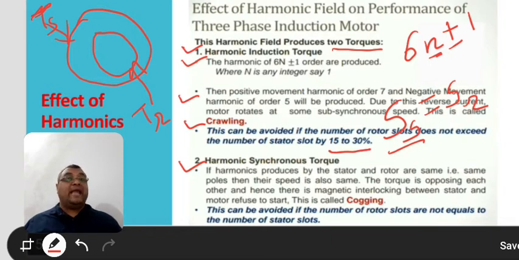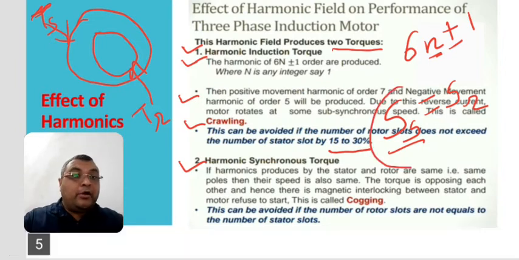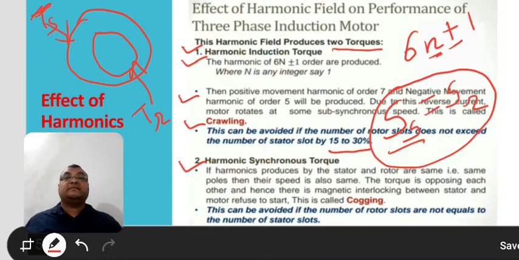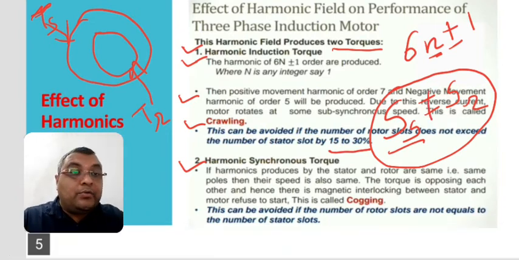Okay, this can also be avoided. See, this is interesting. Cogging can also be avoided if the number of rotor slots is not equal to the number of stator slots. We already discussed it in the last slide, but in this slide we discussed in detail why the magnetic interlocking happens and how cogging can be avoided. So how can cogging be avoided? By simply making SS not equal to SR.